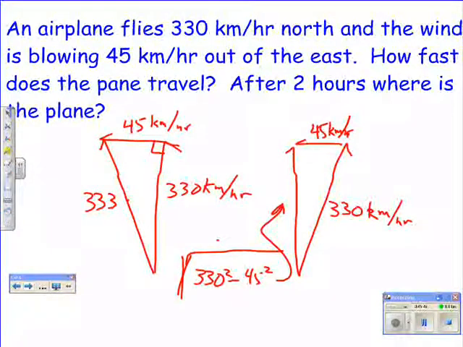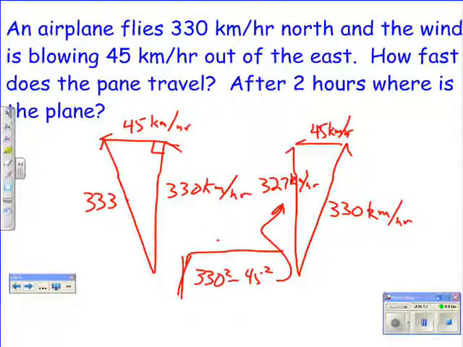How long is that side? What is it? 327. That'd be bigger than, oh wait, 327. Sorry. 327 kilometers per hour. So that's your resulting speed north.